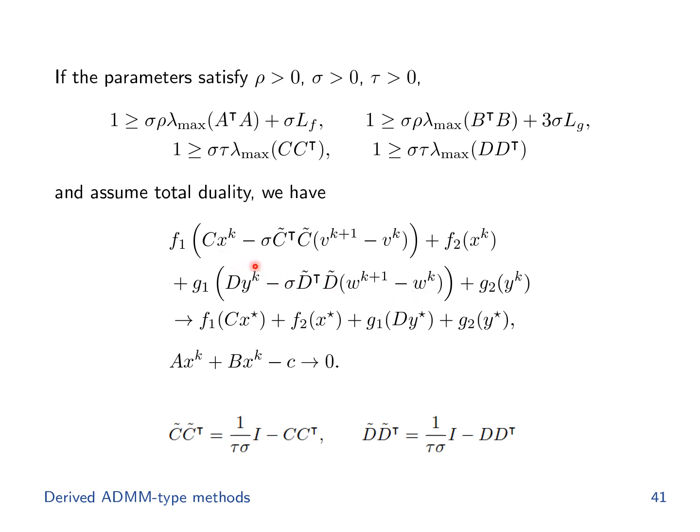And therefore, this quantity inside f1 actually converges to C times xk. And this quantity inside g1 converges to D times yk. So this will be the objective sequence, and this objective sequence converges to the optimal objective value.